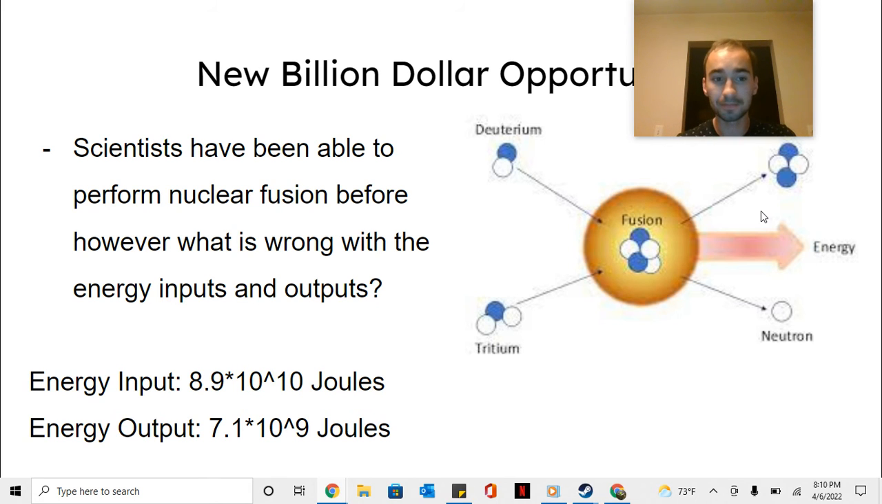Hopefully you noticed that the energy input is 8.9 times 10 to the power of 10 joules. It's around 89 billion. That's how much joules of energy we put into the reaction. And then the output is 7.1 times 10 to the power of 9 joules. So that's 7.1 billion joules. Okay? So we put in 89 billion and we get out 7 billion. So the problem is we put in a lot more energy than what we get out. And that's the ultimate problem that we're trying to fix.